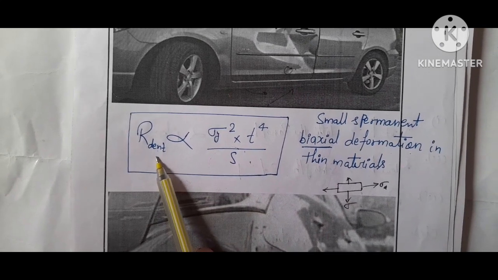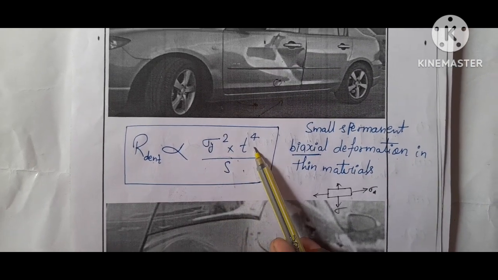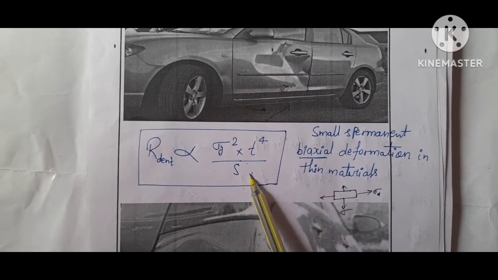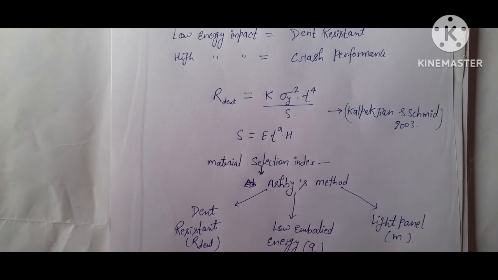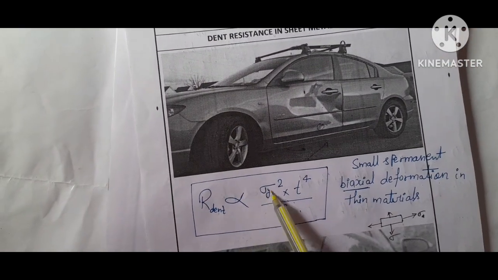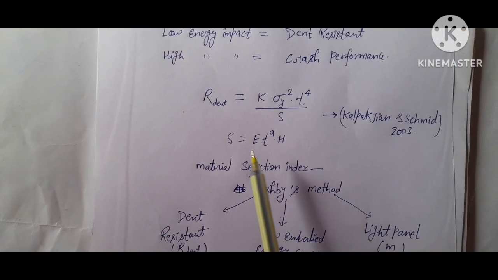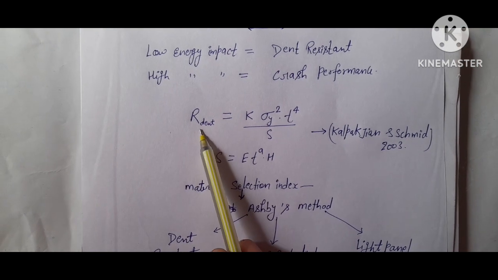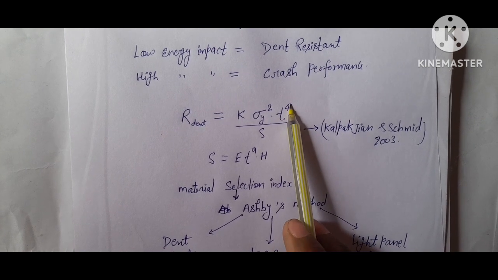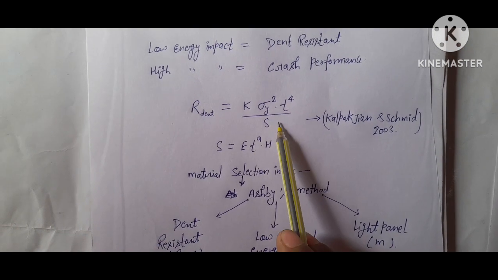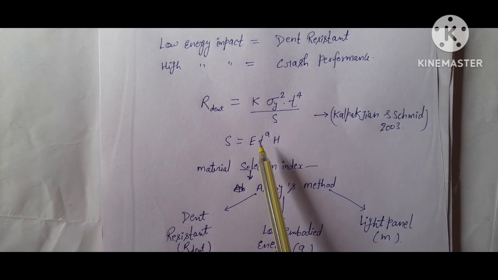In my first video you saw this formula: dent resistance energy R is directly proportional to yield stress squared multiplied by thickness to the power 4, divided by panel stiffness S. If you want to remove the proportionality, you need a proportionality constant, and here the constant is K. So R equals K multiplied by yield stress squared multiplied by thickness to the power 4, divided by stiffness S.